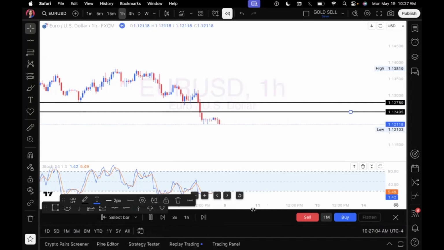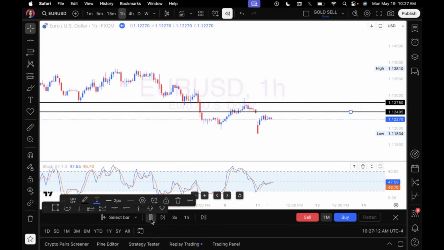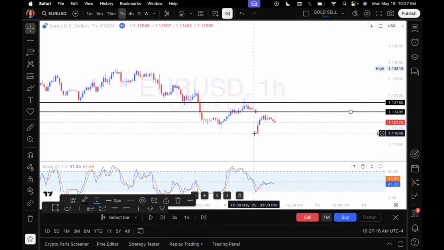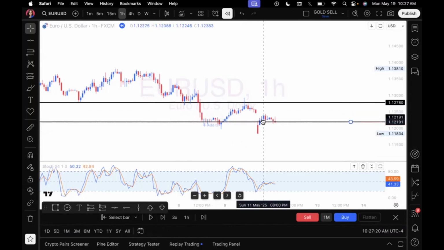So we can see that the market was in a bit of consolidation for a couple of hours. It pushed back into that gap just as we suspected it would, and then the gap was filled before the market continued to sell. Now, here, I'll just move these two lines down.